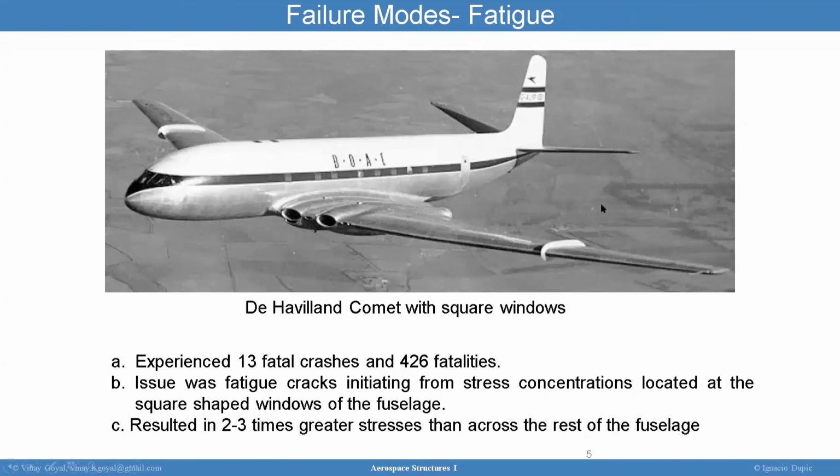Here's the de Havilland Comet with a square window that experienced 13 fatal crashes and 426 fatalities. The issue here was fatigue cracks initiating from stress concentrations located at the square-shaped windows. And the point of this picture, which is very famous, is that after every failure, you learn something new and you can improve the design moving forward. So just keep that in mind, because it's okay sometimes to have those failures, because that's when you learn the most. You want to prevent them, but if they happen, you learn from them. And in some cases, unfortunately, you lose people in the process, and we don't want to do that, right?